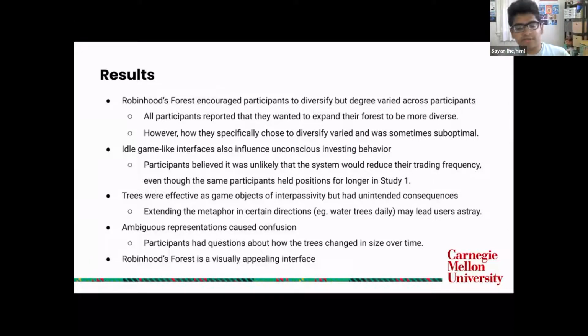There was also some confusion about how the mapping between stock prices and the size of trees work, which needs to be clarified in future versions. But overall, participants really like the user interface of the app, finding the design to be pleasant on the eyes and a pretty good visual. I caution that this might be a result of some demand characteristic bias because I knew the participants and I was interviewing them. So yeah, just wanted to put that out there.